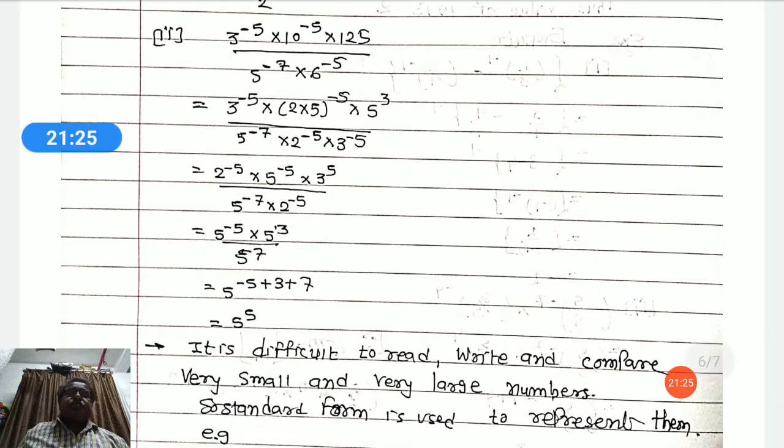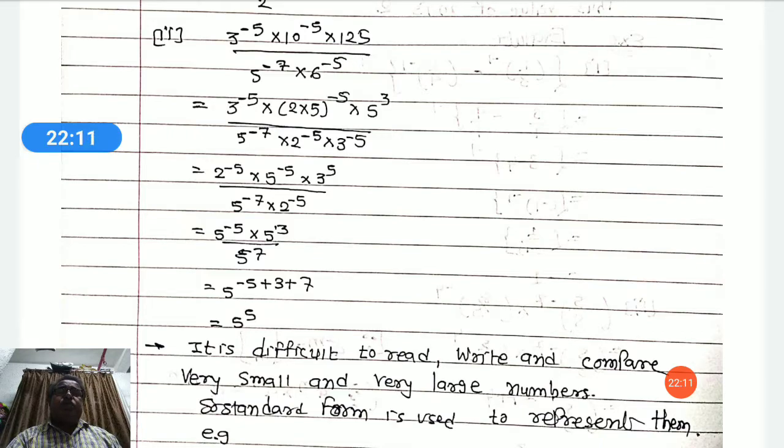Second example, 3 raised to minus 5 multiplied by 10 raised to minus 5 multiplied by 125 divided by 5 raised to minus 7 multiplied by 6 raised to minus 5 is equal to 3 raised to minus 5 multiplied by 2 multiplied by 5 raised to minus 5, 2 multiplied by 5 in place of 10 and 5 raised to 3 in place of 125, divided by 5 raised to minus 7 multiplied by 2 raised to minus 5 multiplied by 3 raised to minus 5, 2 and 3 in place of 6.